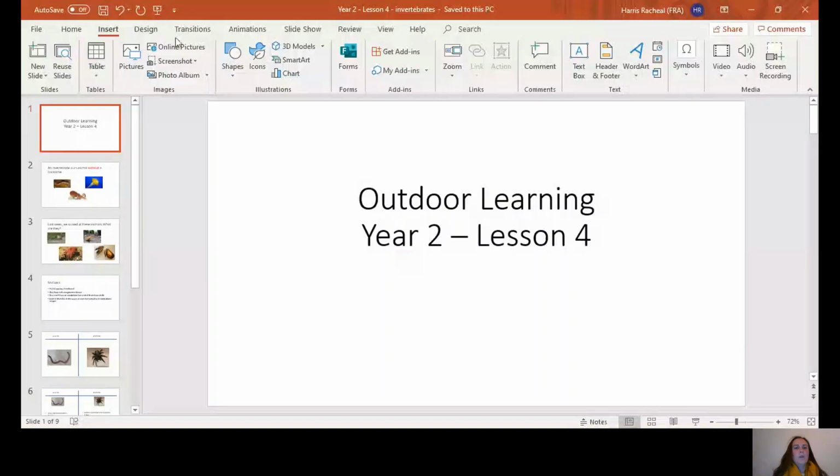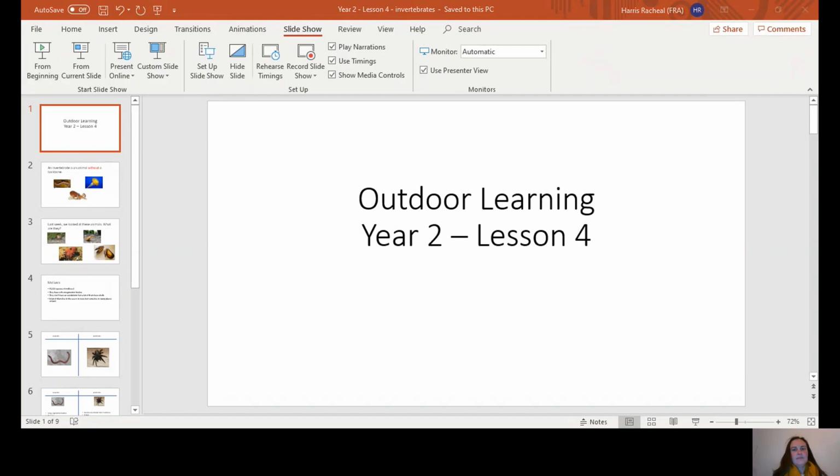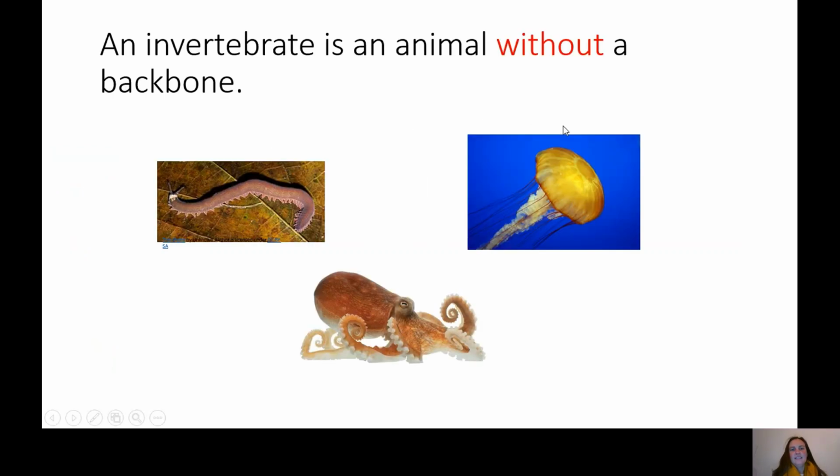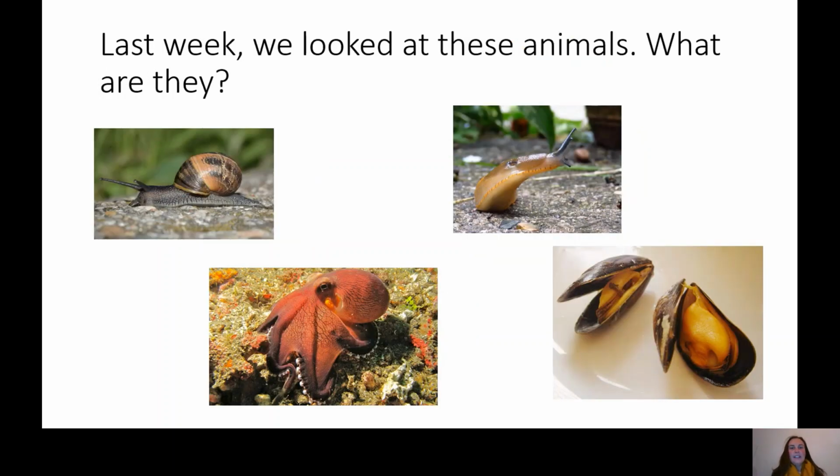Whilst I'm doing that, have a little think about what we were looking at last week. Excellent. So, as I said, we've been looking at invertebrates, and as you know by now, this is an animal without a backbone. So, last week we looked at these animals.